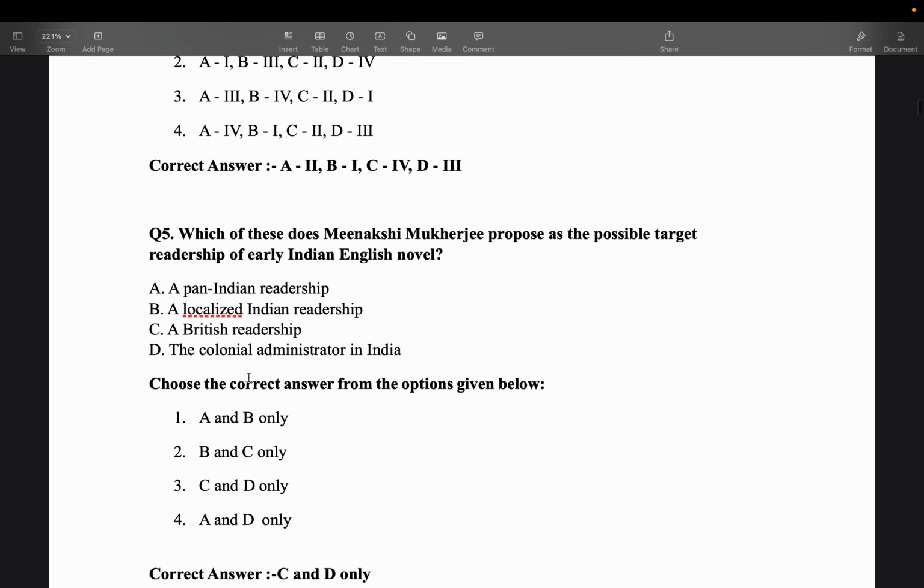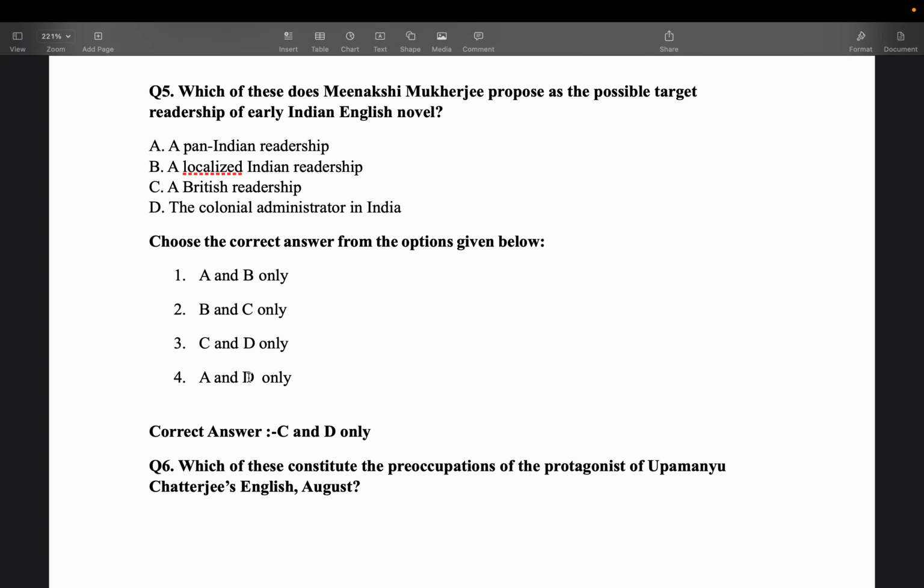Option A. Which of these does Meenakshi Mukherjee propose as the possible target readership of an early Indian novel? Early Indian novels were written for whom? Look, a pan-Indian readership. Absolutely not. Early Indian novels will not be for every Indian. That is wrong. A localized Indian readership. That means novels will be written by some Indians in some parts. Is it correct? A British readership. Definitely yes. The early Indian novels aimed to address British readers. That is right. C is the answer.